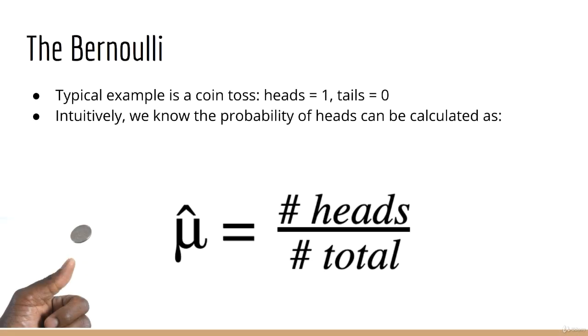Probably the most typical example of the Bernoulli distribution is the coin toss. So imagine if you tossed a coin a bunch of times and you want to calculate the probability of heads. Call that mu. Intuitively, we know that mu is the number of heads divided by the total number of coin tosses. Again, we are going to go through the process of maximum likelihood estimation to see how we can arrive at this answer.